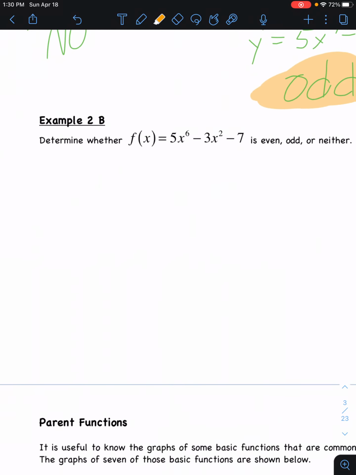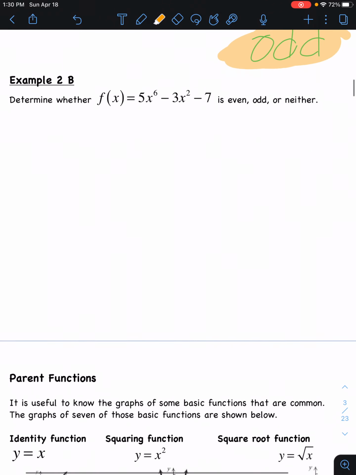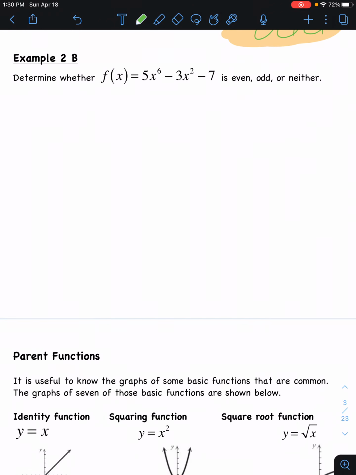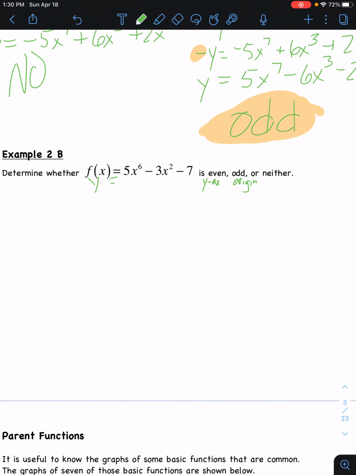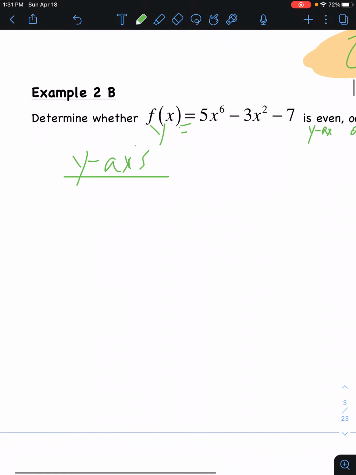Okay, next one. Now we're going to determine whether this new f of x is even, odd, or neither. Again, I always like to make notes here. The even we're going to test with the y-axis. The odd we're going to test in respect to the origin. All right, so the y-axis first. So we change the x's to negatives.